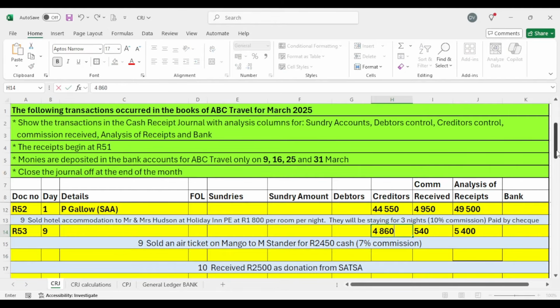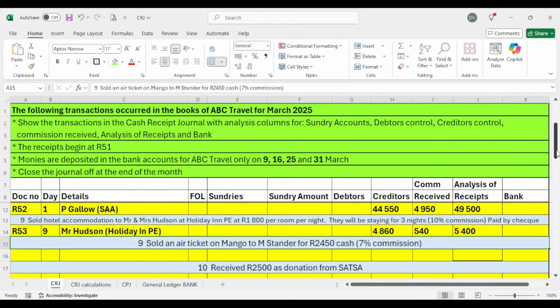Even though I had columns for this, I still have to show my details. When they've got 2 people like Mr. and Mrs., you will get your mark if you write either or. So we're going to do Mr. Hudson. And important to remember your creditor in brackets. Holiday Inn, PE. That's it. Your transaction is done.